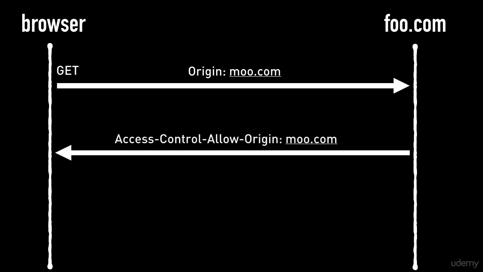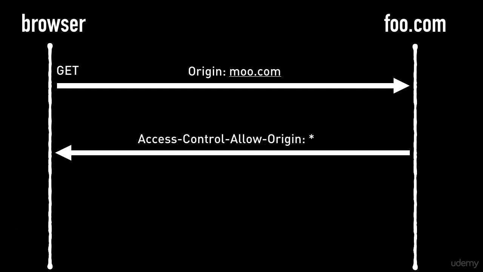And for CORS to take effect, the response has to have the header Access-Control-Allow-Origin. And if the value to that header is moo.com, or I should say if the value to that header is the same as the value to the origin header that was sent in the request, i.e. the same domain, then the browser lets that response propagate through your application and basically passes it back to your JavaScript code and essentially lets your application run.